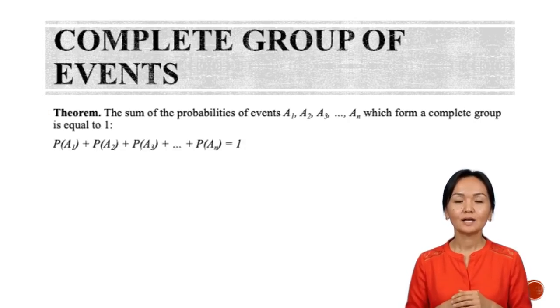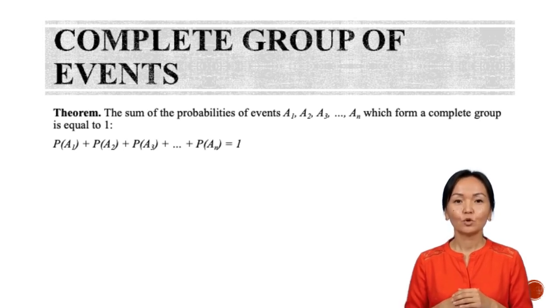Now we move on to another important concept related to the addition theorem: the complete group of events. A complete group of events is a set of events such that, in any given trial, at least one of them must occur. In other words, these events cover all possible outcomes. The theorem states that the sum of the probabilities of events that form a complete group is always equal to 1. This makes perfect sense because if these events cover all possible outcomes, then the probability that one of them will occur is 100%, which is represented by the number 1.